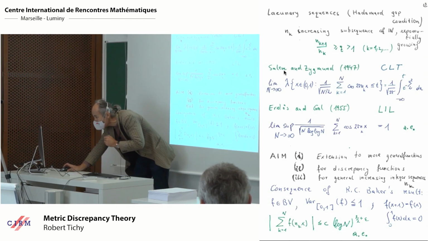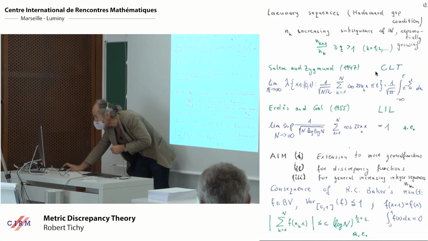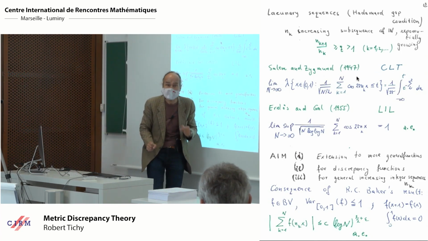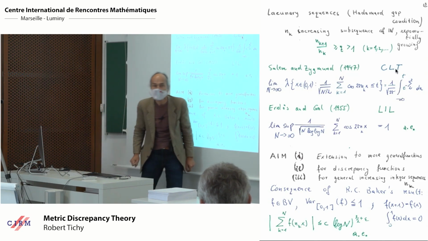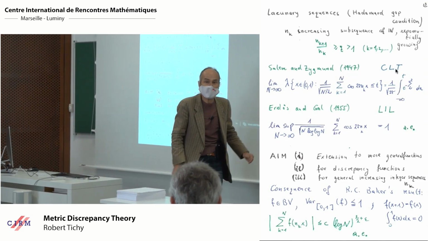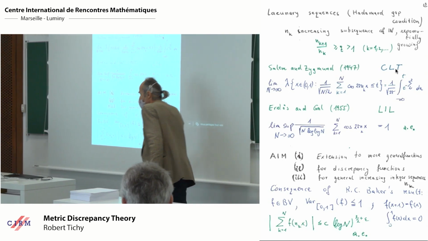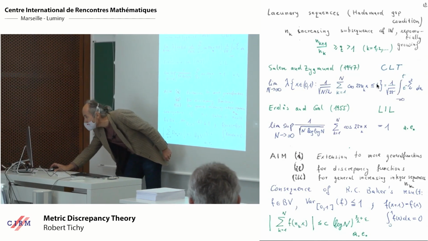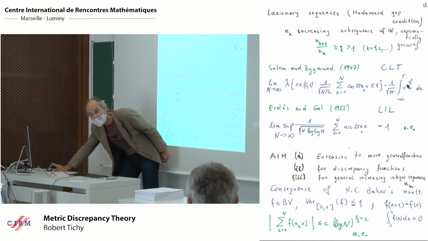And in the classical days of Fourier analysis, Salem and Zygmund already obtained a central limit theorem, CLT, for trigonometric sums over lacunary sequences. You see, this is a cosine sum for simplicity. This is correctly normalized. And as a distribution, we get the standard normal distribution here.